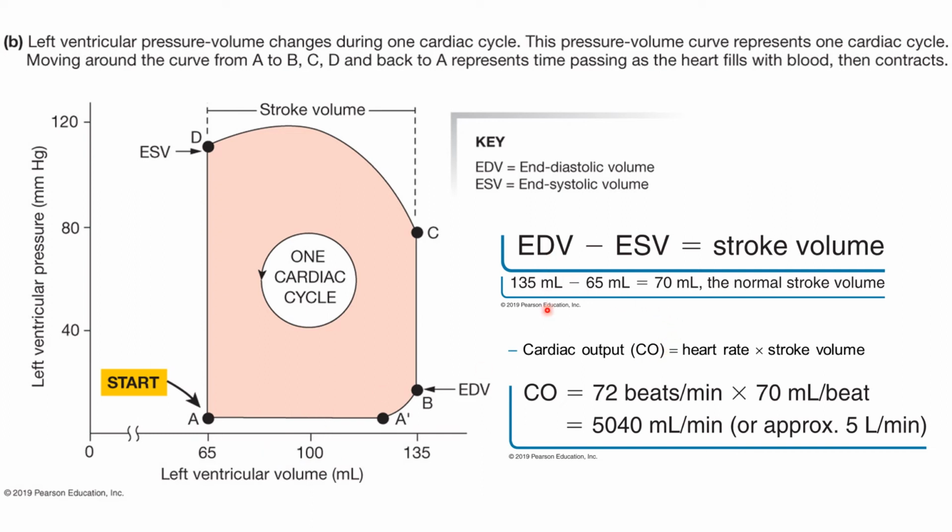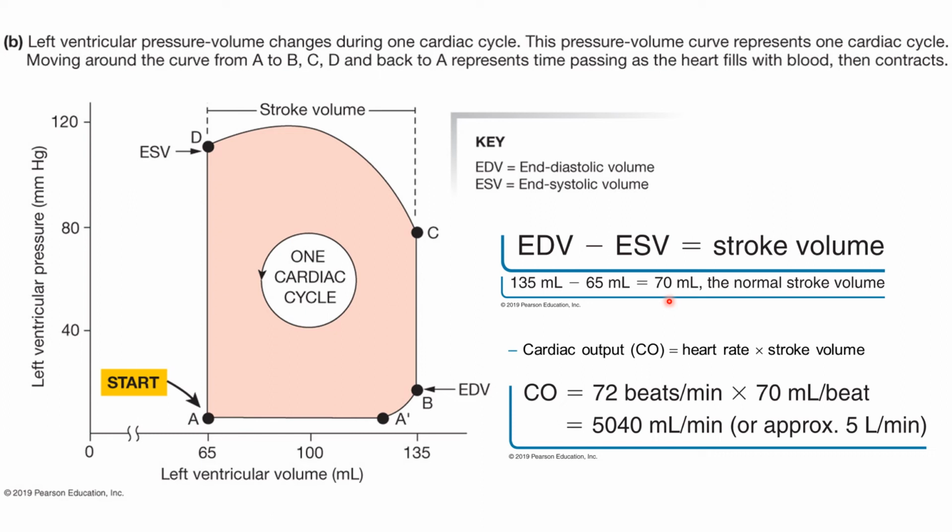If the end diastolic volume is the maximum amount of blood we have in our ventricle before it contracts, and the end systolic volume is the minimum amount of blood in our ventricle after a contraction, can we figure out how much blood your ventricle really pushed out? Yes, subtract the two. So EDV minus ESV is going to tell you how much blood your ventricle is really pushing. And that's known as the stroke volume.